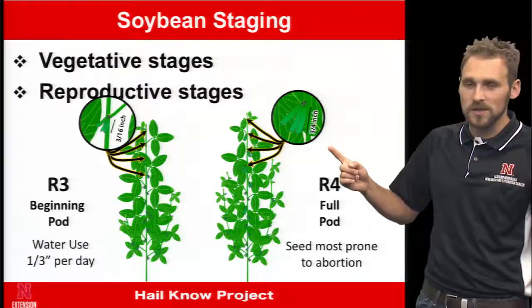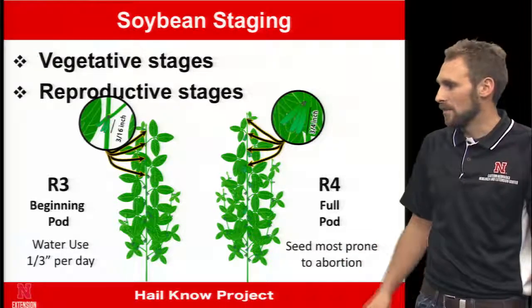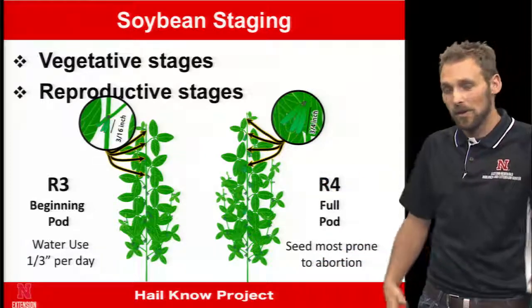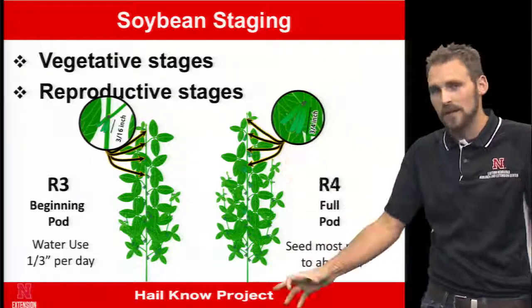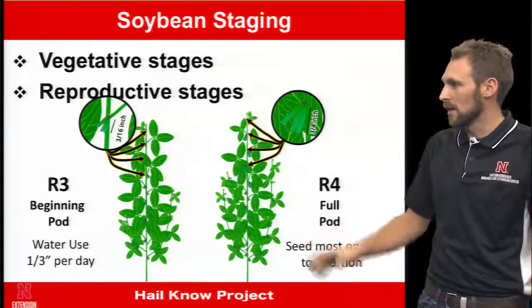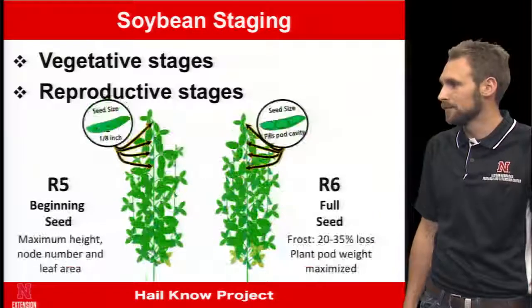R4, 3/4 of an inch long, and this is our most prone area to seed abortion. Again, when I show the yield components of soybeans, you're going to see a lot of things line up under these 2 stages of development. This is where water use and a lot of management practices become really important.